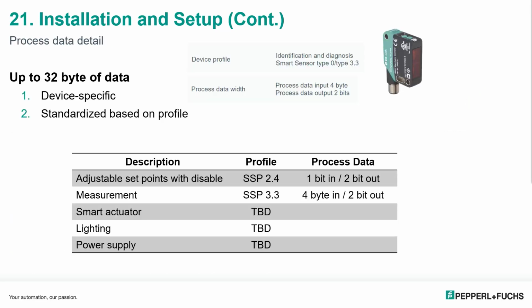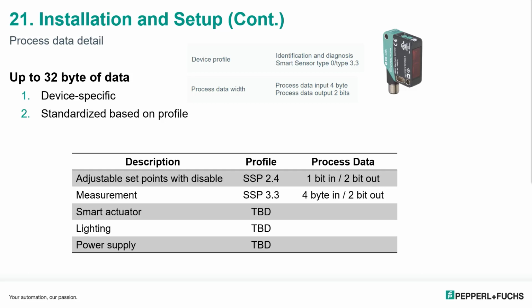Just another quick slide about the process data. It's probably the most important data available because it's used for control. And if you look in the data sheets of all your sensing devices, you'll typically see a profile number, for example, type 3.3 or 2.4, as far as smart sensor profiles go.